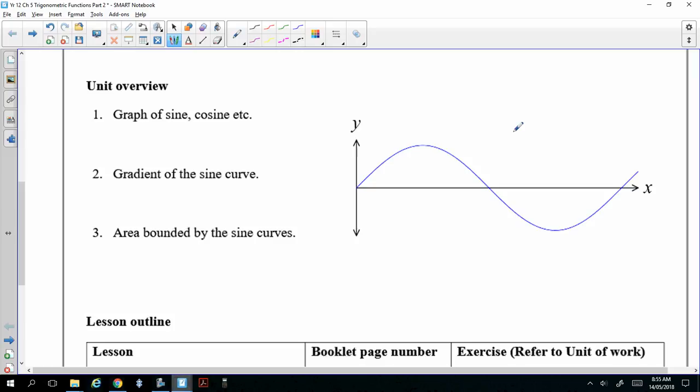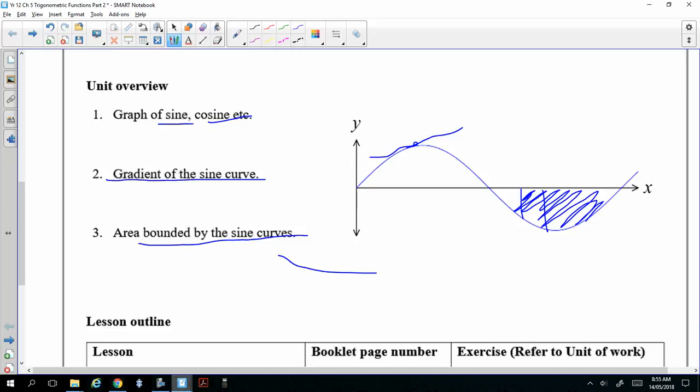Now, let's do a quick overview. In this booklet, we're going to look at how to draw the graph of sine and cos, how to find the gradient of the sine curve and all the trigonometric functions, how to find the area, etc. That's what we're going to cover.